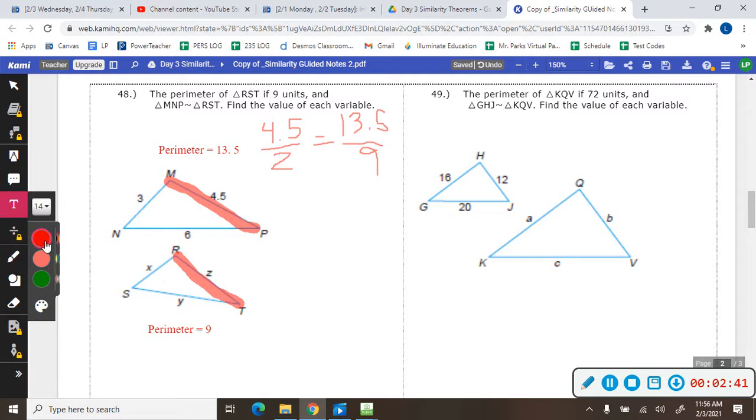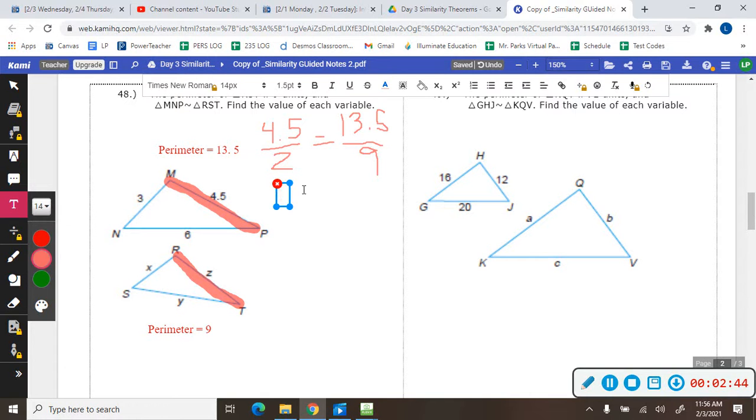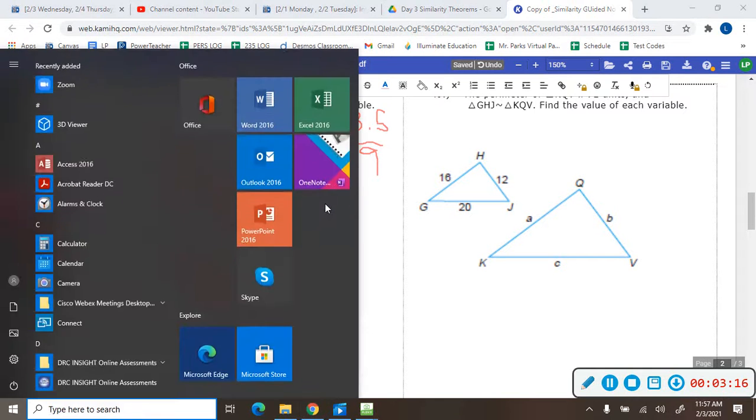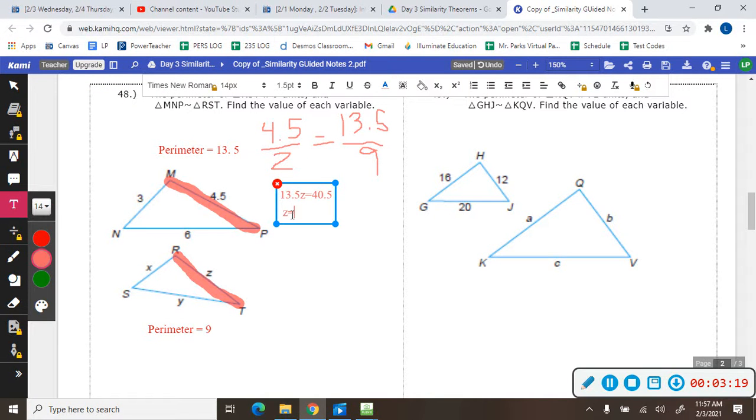So then I could cross multiply here, and I could take 4.5 times 9. So I'm cross multiplying, that's 40.5. That's going to be equal to 13.5 times Z. So to find Z, I would take 40.5 divided by 13.5, and that is 3. So Z equals 3. So then over here, I could put that this is 3.